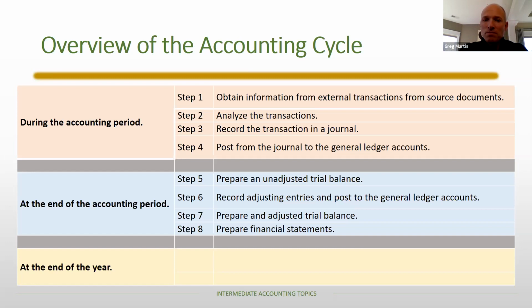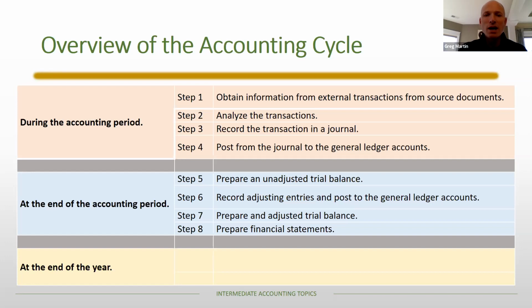So that's step 7, the adjusted trial balance. The adjusted trial balance is what we use to prepare the financial statements. Very important that you understand that. The adjusted trial balance is what we use for the financial statements, because we want to make sure that not only have we captured any external activities, but we've also made updates for internal economic activities.